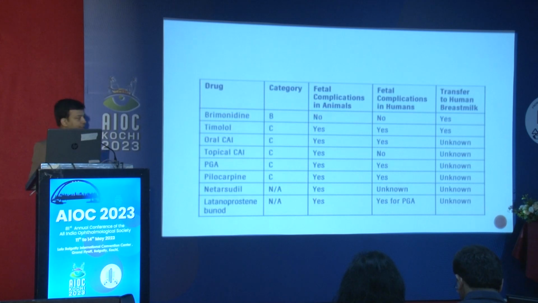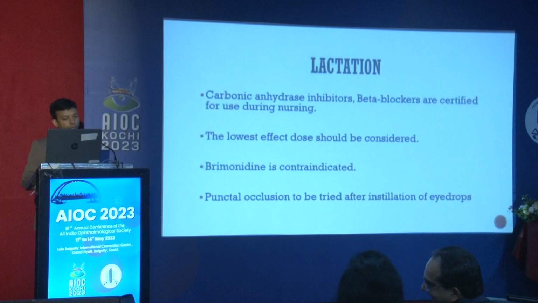In lactation, there are two drugs which definitely transfer through human breast milk: brimonidine, an alpha 2 agonist, and beta blockers. Others are unknown. Alpha 2 agonists should not be used in lactating mothers because they can cause CNS depression in the neonates. CAIs can be used with punctal occlusion.